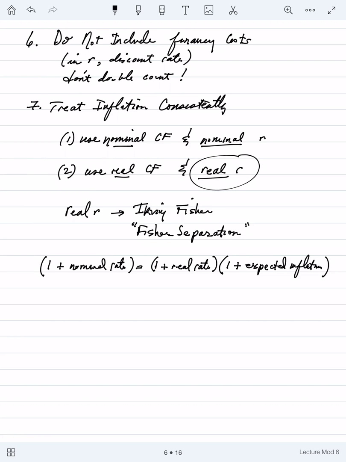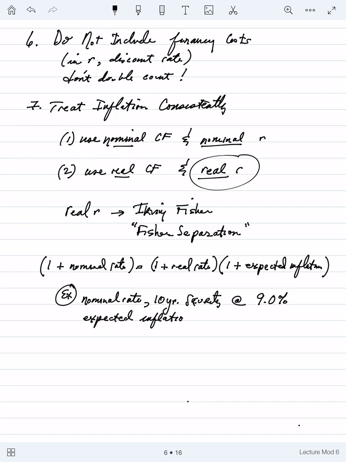Okay, so let's do an example. Let's say that you observe the nominal rate on a 10-year corporate security running at 9% per year. And let's assume the expected inflation rate is 5% per year, the expected inflation through that same time period. Now let's use this equation and calculate the real rate.